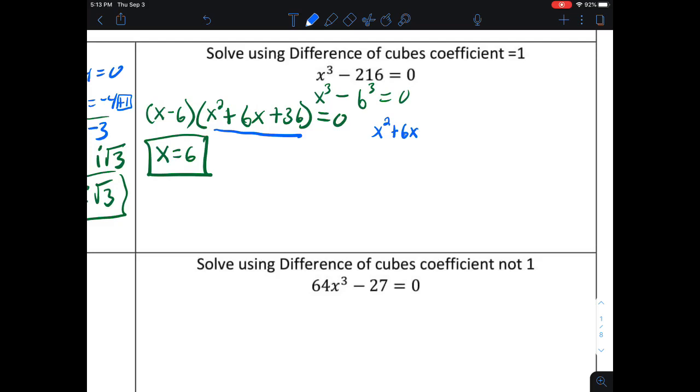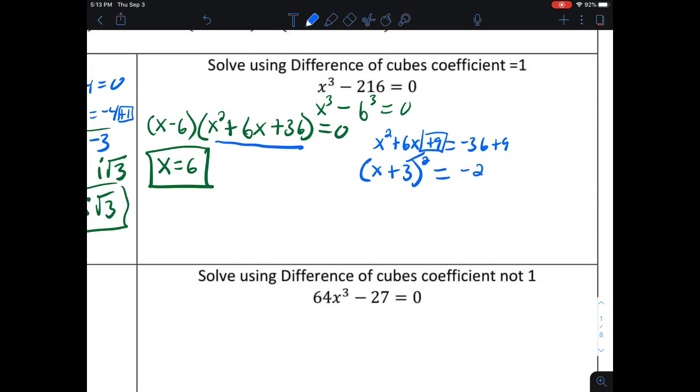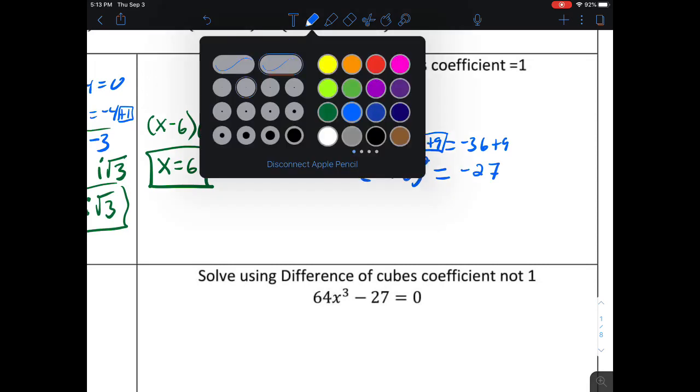And so I'd have x squared plus 6x is equal to negative 36. Go through my process. So it'd be x plus 3 to the second power, squared at 3, that makes plus 9 on the right hand side, and negative 36 and 9 make negative 27. And then finish from there.